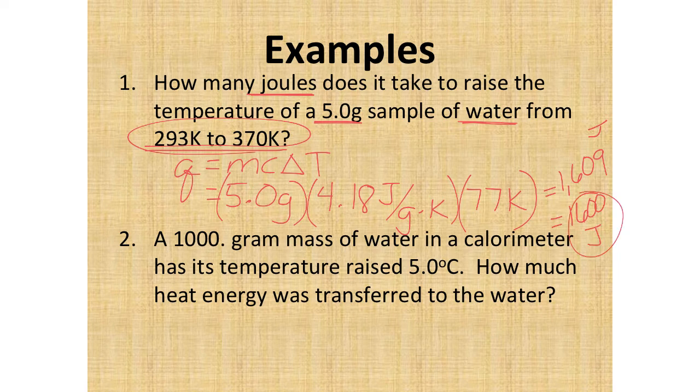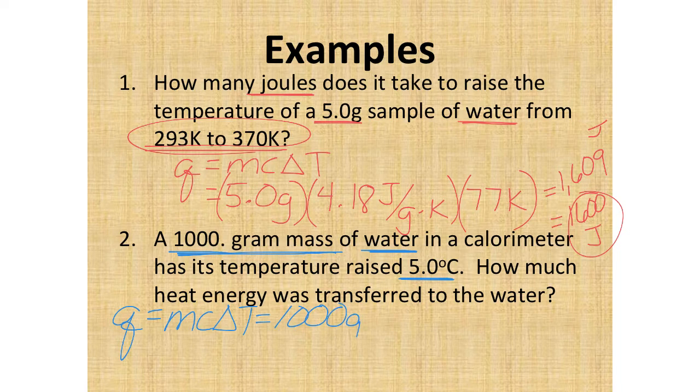All right, number 2, this time we have a 1,000-gram sample of water, and it was in a calorimeter. A calorimeter is just something, like a coffee cup, where we can measure the temperature change. And its temperature is raised by 5 degrees Celsius. How much heat energy was transferred to the water? So we are going to do mc delta T again because we are changing our temperature. So I've got 1,000 grams as my mass. It's water, so again, I can use 4.18.